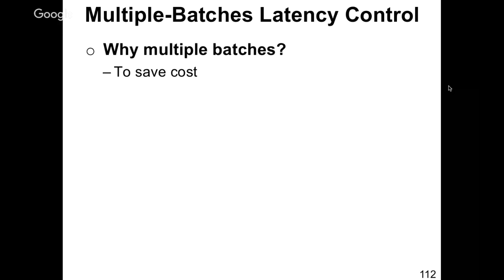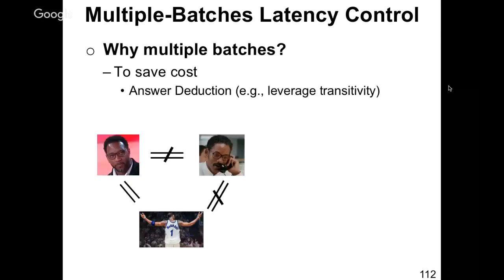As I mentioned in the cost control techniques, we have some iterative workflows, right? We first publish a small batch of tasks. We get the answers for those tasks. Then we figure out which tasks should be published next. For example, this is one technique from the cost control category. Suppose you want to use answer deduction to reduce the cost.